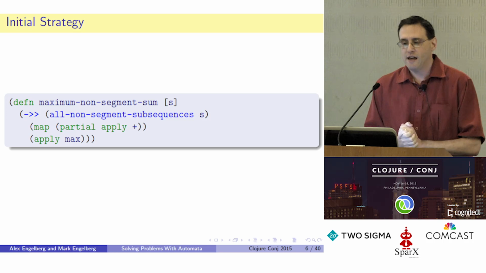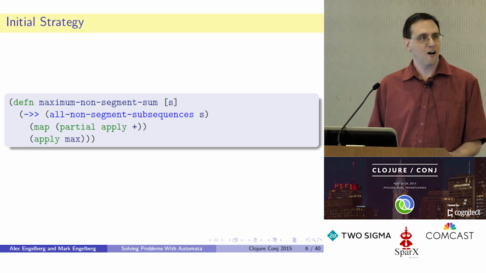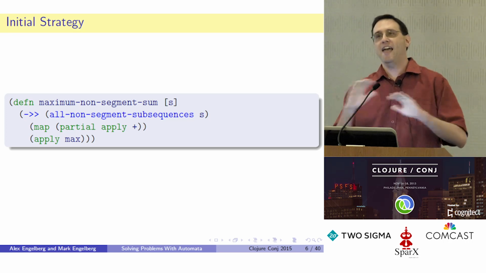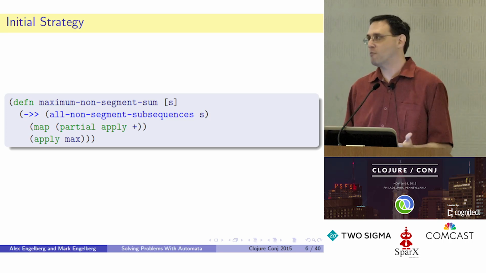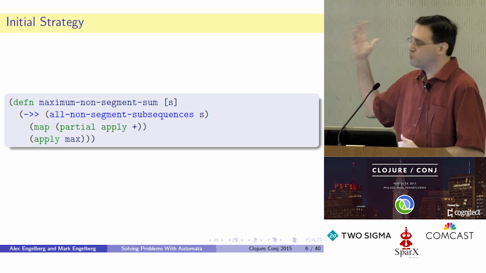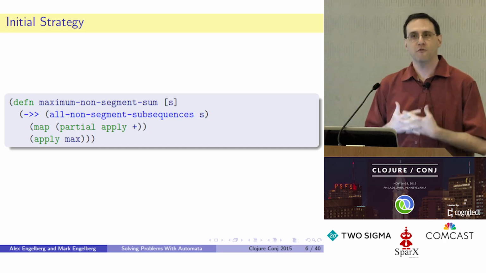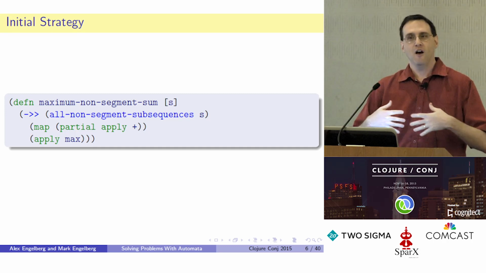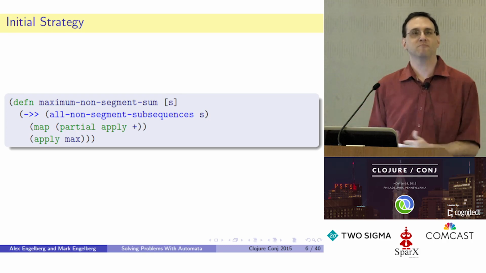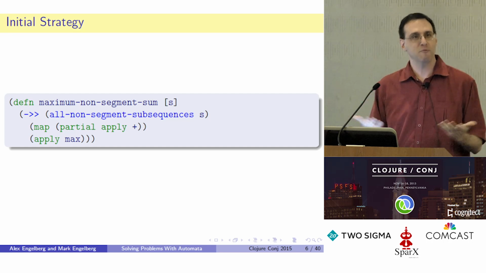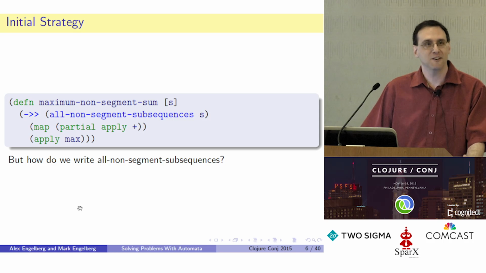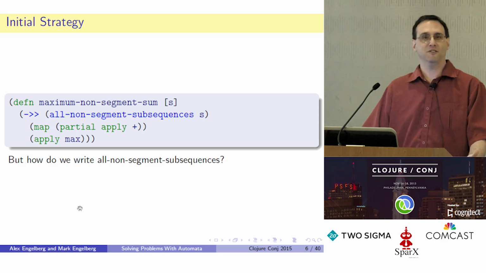Now, when you're faced with a problem like this, it's often not obvious how to proceed. One of the best strategies is to just come up with any algorithm you can that's going to solve the problem, even just some kind of crazy brute force method. So this is an outline of a brute force approach that might work. We need to generate all of the non-segment subsequences, sum them all up, and take the maximum. That's pretty much the definition of the problem. It's not entirely obvious, though, how we write this all non-segment subsequences function.